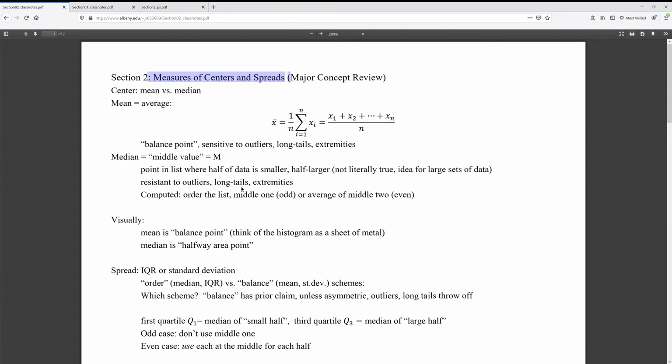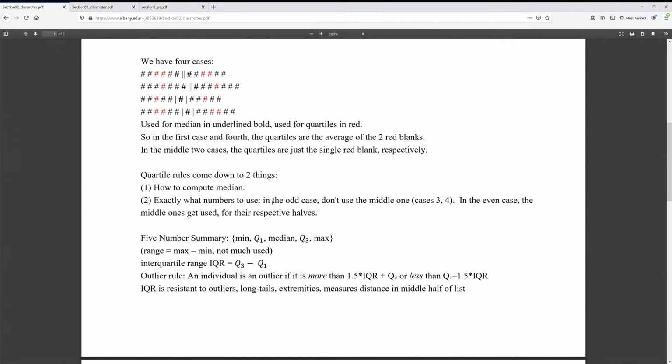So if all of your data is in gallons, then the mean is in gallons, the median is in gallons, the interquartile range, the IQR, is in gallons, the standard deviation is in gallons, Q1, Q3, min, max, all in gallons. However, there is a subtle distinction here.